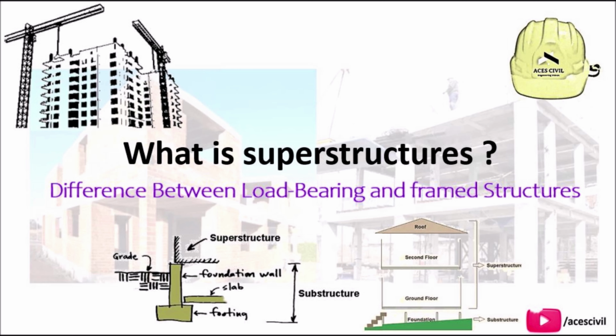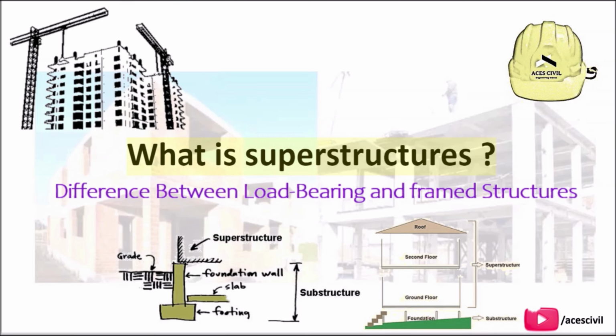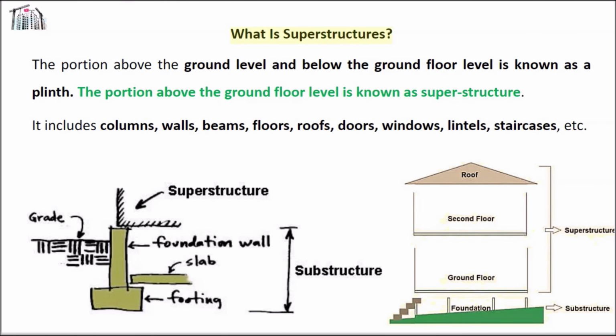In today's video we are going to discuss what superstructures are. What is a superstructure? The portion above the ground level and below the ground floor level is known as a plinth. The portion above the ground floor level is known as the superstructure. It includes columns, walls, beams, floors, roofs, doors, windows, lintels, staircases, etc.